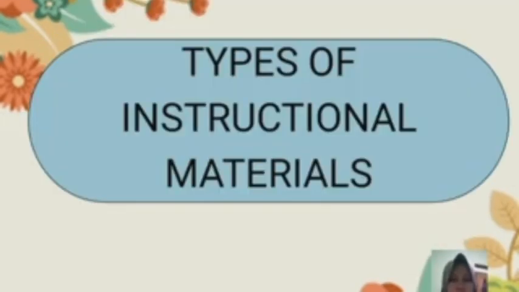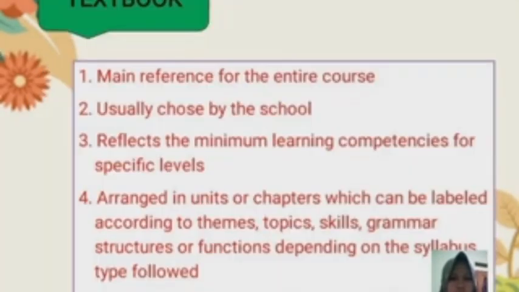Types of instructional materials. There are two types. The first is textbook. The first is the main reference for the entire course. The second is usually chosen by the school. The third is reflects the minimum learning competencies for specific levels.